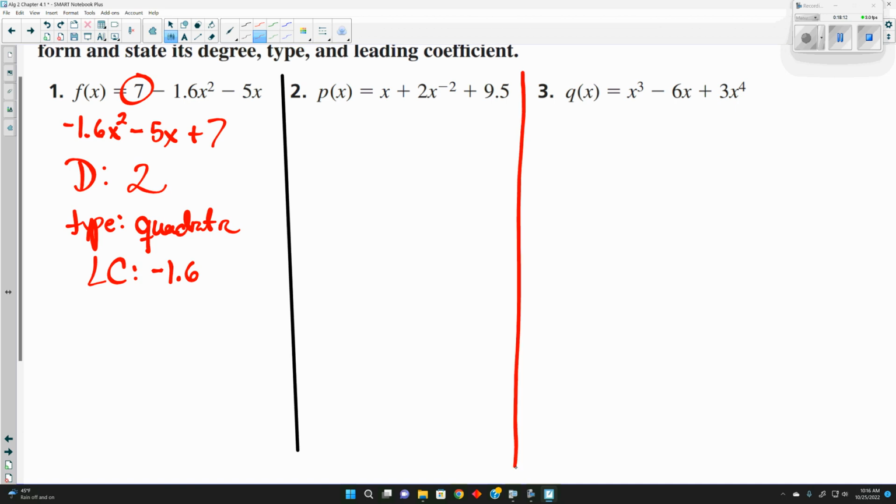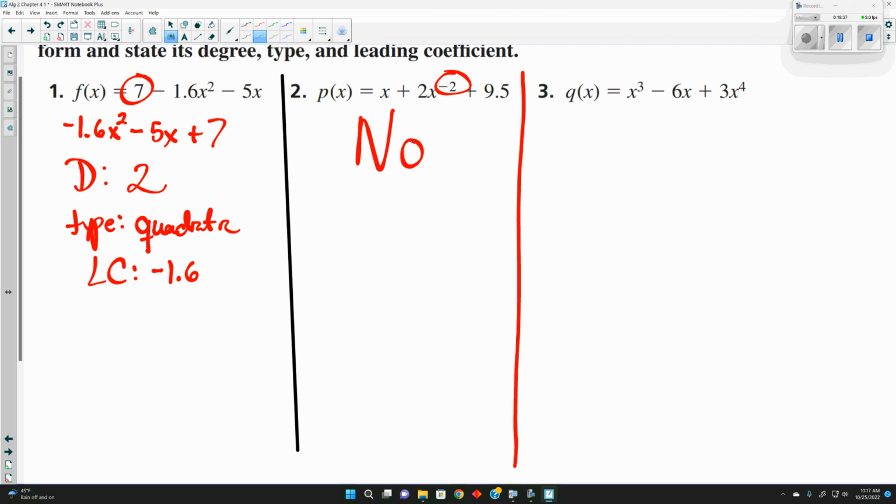Let's look at number 2. Can we say this is a quadratic? Why not? Yeah, negative exponent, so no. How about number 3? Is it a quadratic? It's not a quadratic. Is it a polynomial? Yeah. No negative exponents, fractional exponents. We go through the list. None of those show up.